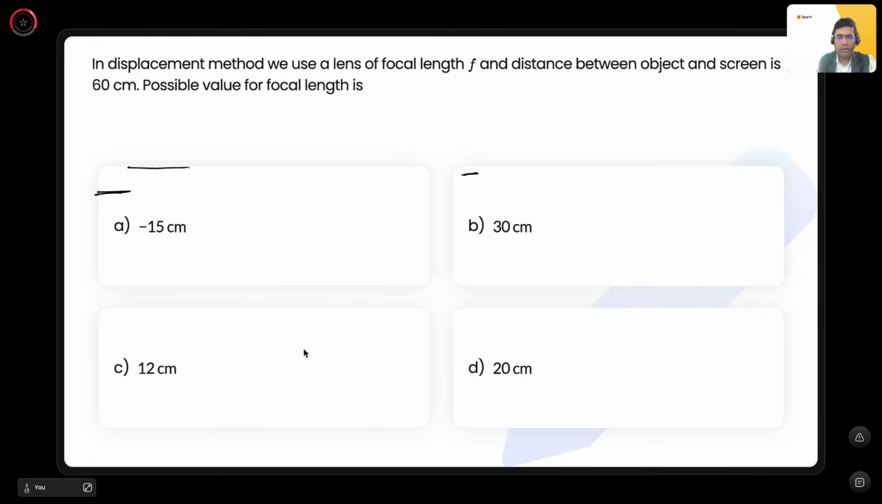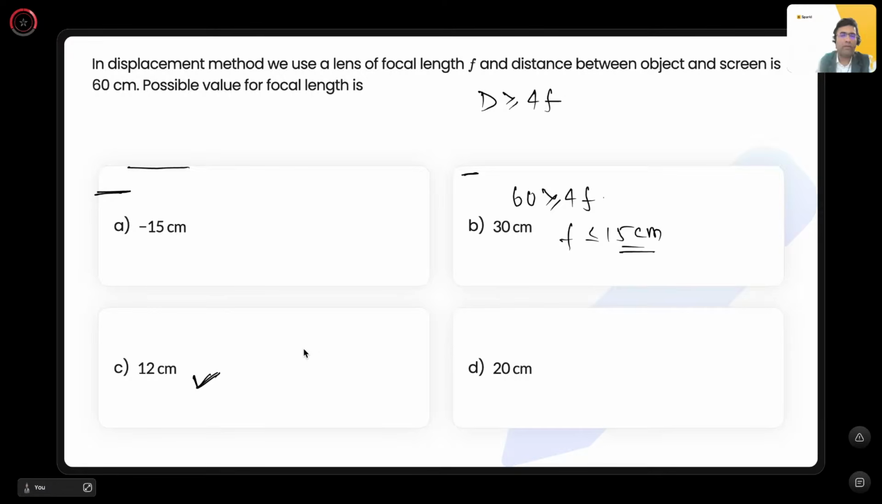So we know that distance between the object and screen should be greater than or equal to 4f to form the real image of a real object, right? So it is 60 must be greater than or equal to 4f. So f must be less than or equal to 15 centimeter. So the possible focal length that we can have here is 12.